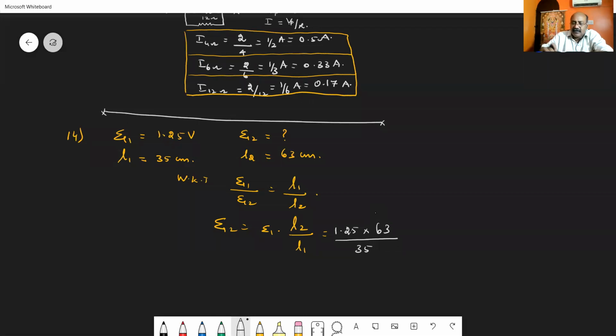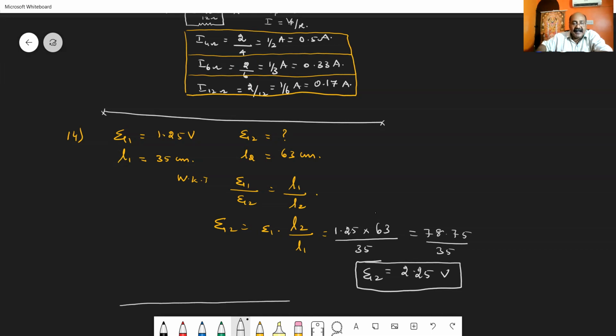So on simplifying, what will be your answer? First, you multiply 1.25 and 63. So 1.25 into 63 gives 78.75, divided by 35. When I divide by 35, I get the answer as 2.25 as this EMF. So E2 equals 2.25 volt is the answer. A simple problem which may be asked as a one-word question. Hope you have understood.